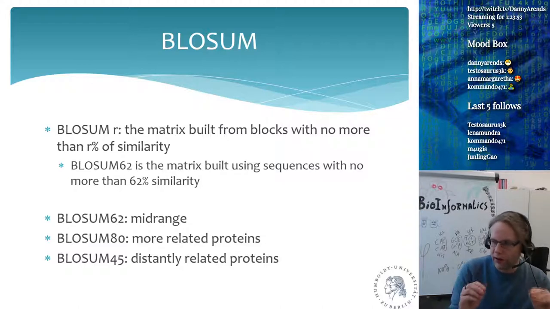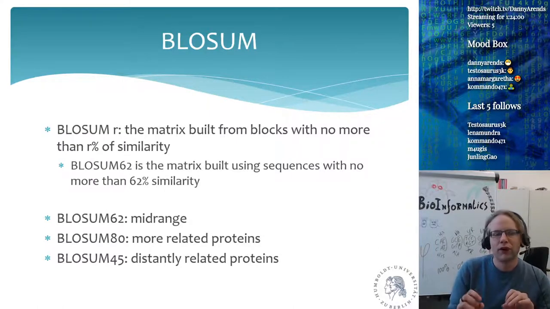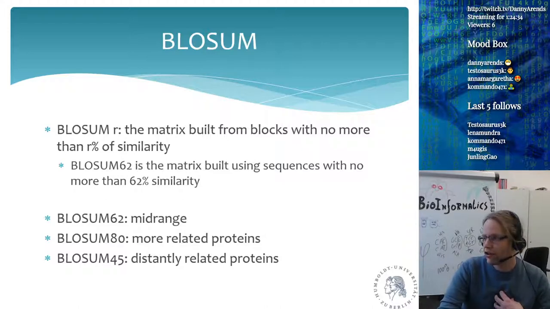You have different BLOSUM matrices, and these allow you to do alignments based on what you expect. If you use the BLOSUM 80 matrix, then you're telling the algorithm that you expect these proteins to be related. If you use the BLOSUM 45 matrix, you're saying that these proteins might be related, but if they are, they are very distantly related, so you only take sequences which are up to 45% similar. The number behind the BLOSUM tells the algorithm what your expectation is for the alignment. BLOSUM 62 is mid-range and is most frequently used.